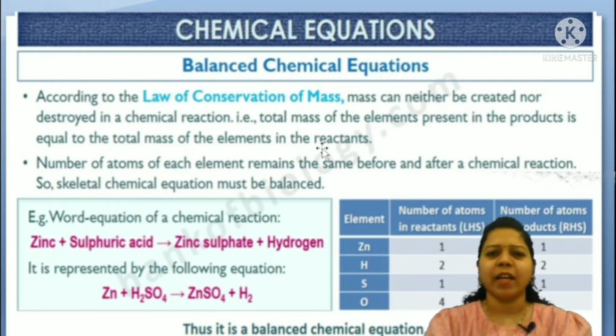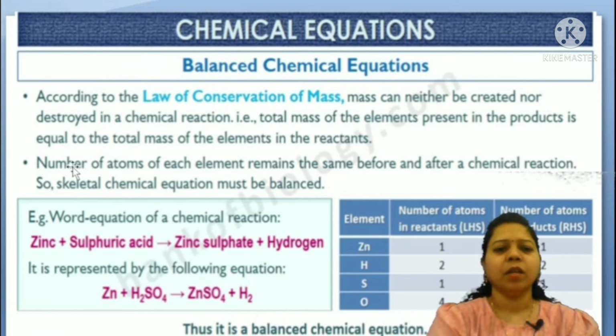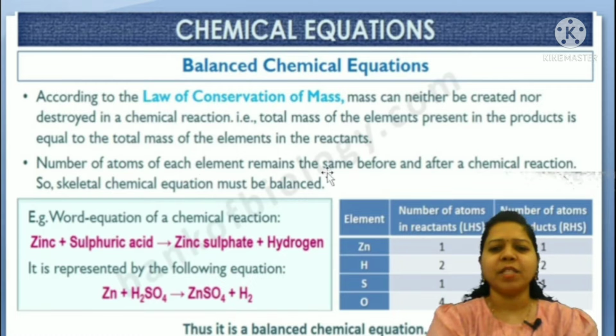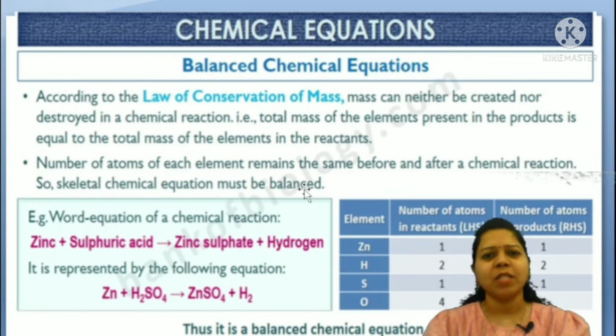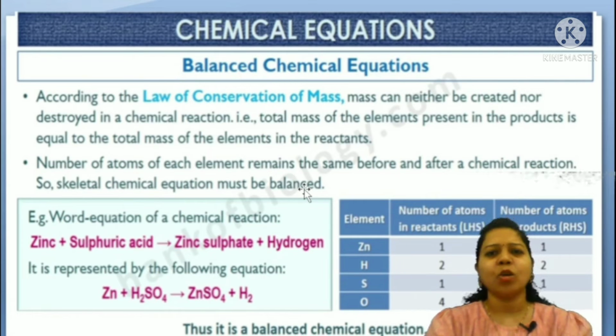They can neither be reduced nor increased. The number of atoms of each element remains the same before and after a chemical reaction. So a skeletal chemical equation must be balanced. A skeletal chemical equation, which is an unbalanced chemical equation, we balance according to the law of conservation of mass. What does this law tell? The mass of the product is always equal to the mass of the reactants in any chemical reaction. So we need to balance that chemical equation.